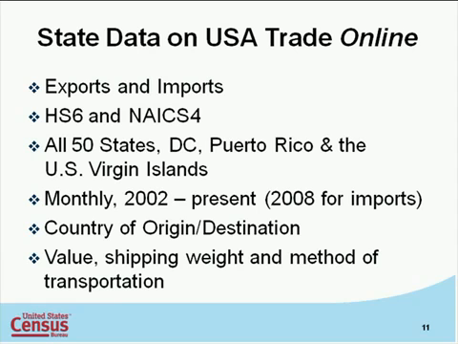The second database on USA Trade Online contains exports by state. The state of export is based on where the goods begin their journey to leave the country. It is not necessarily where the goods are produced or grown. For each commodity, you can see the state of export, value, shipping weight, and method of transportation. The state export data series begins with January 2002.